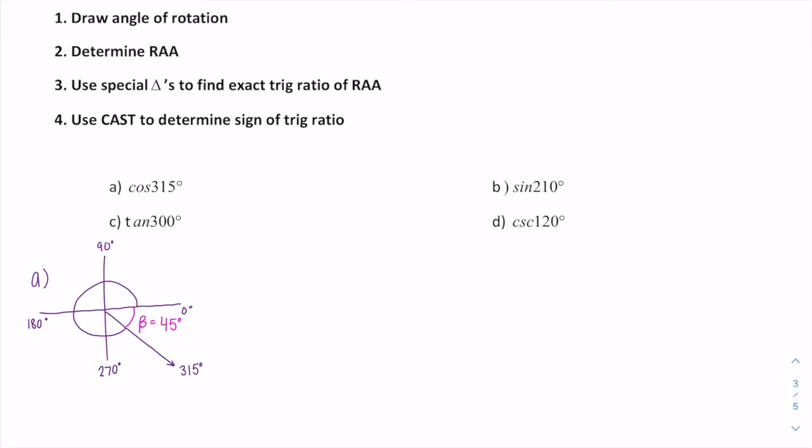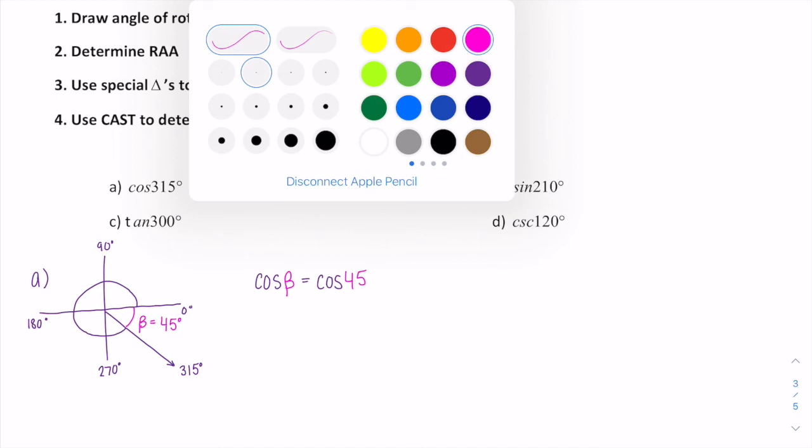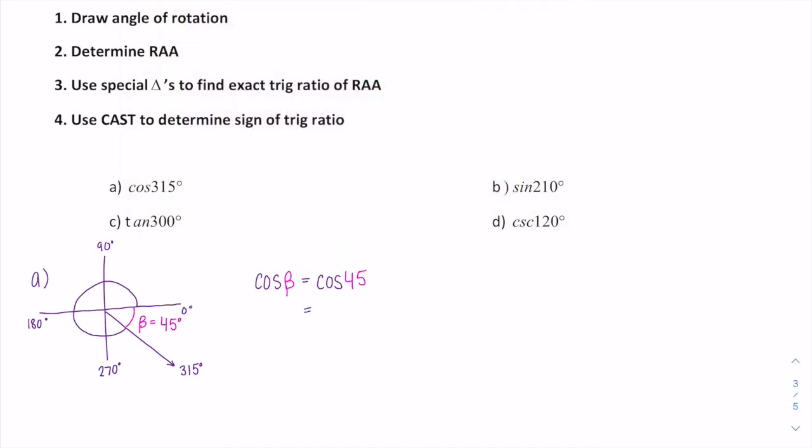Now, let's use our special triangles to figure out our exact value. So, we're going to start by looking at our special angle. So, we're looking for cosine of 315. So, we're going to start by looking at cosine of our related acute angle. So cosine of our related acute angle is cosine of 45 degrees. Now, if we think back to our special triangles from yesterday, that is one of our special angles. And cosine of 45 is root 2 over 2.